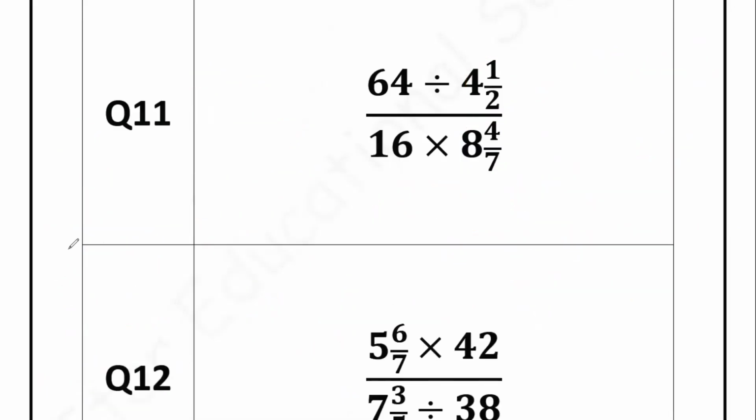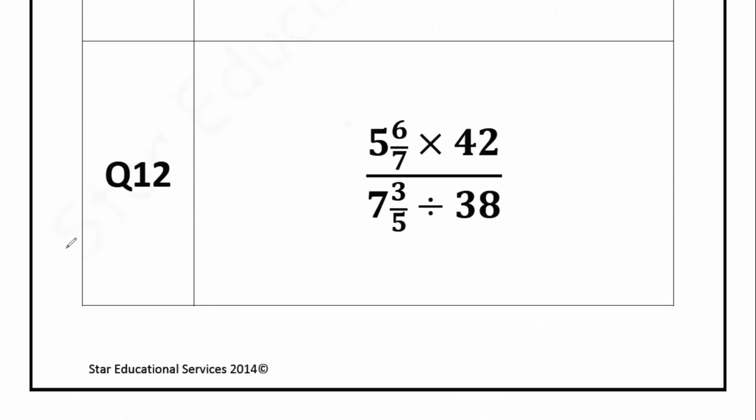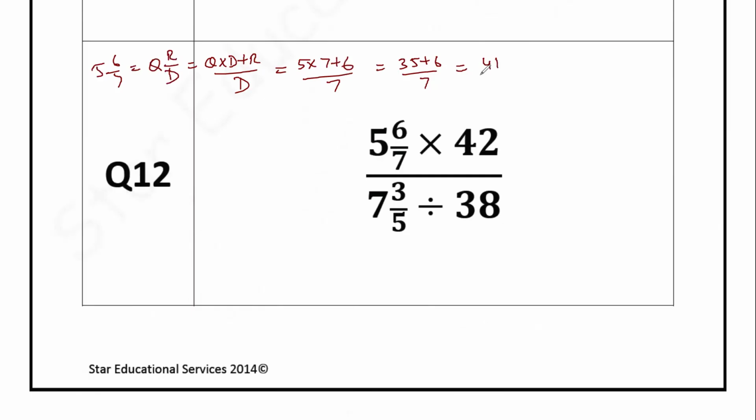And the last. All right. 5, 6, 7 is quotient, remainder, divisor: quotient into divisor plus remainder upon divisor. So that is 5 into 7 plus 6 over 7. So that is 35 plus 6 over 7. So that is 41 over 7. So 41 over 7 into 42, the whole thing upon 7 3 5.